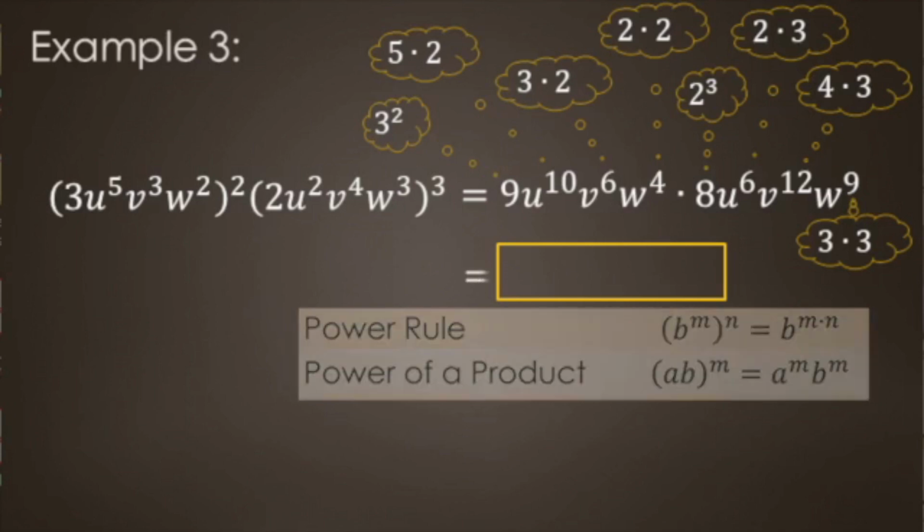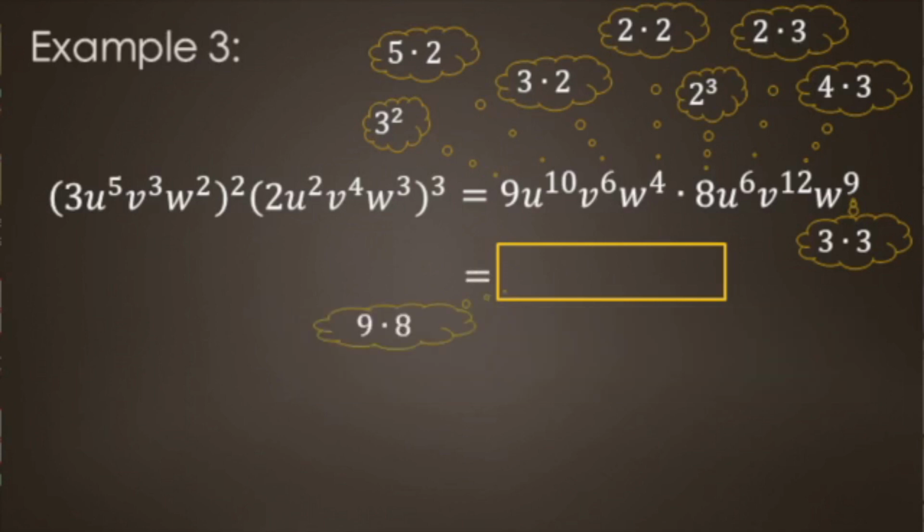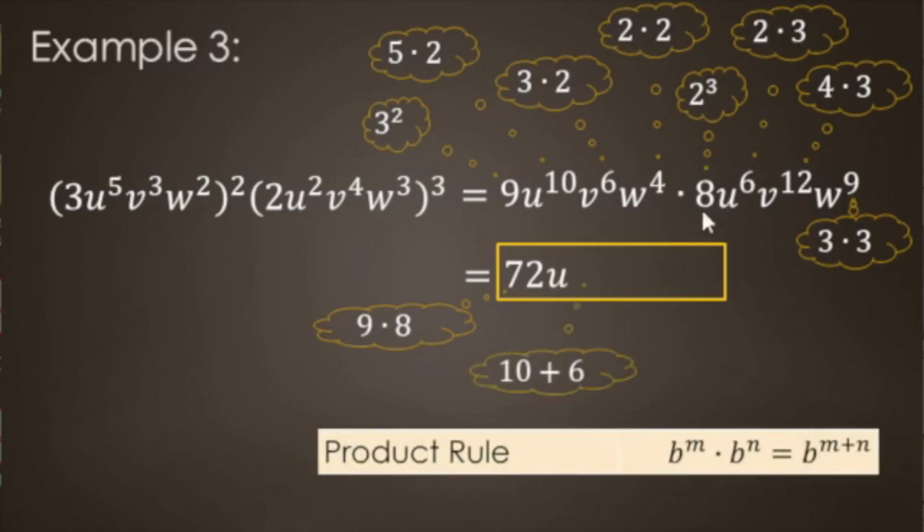Now we keep cleaning this up. We can start out with the regular numbers. We have a regular 9 times a regular 8 is going to make a regular 72 because 9 times 8 is 72. Now let's look at the u. We have a u to the 10th times a u to the 6th. Using the product rule, we're just going to add the 10 and the 6 together. It makes u to the 16th.